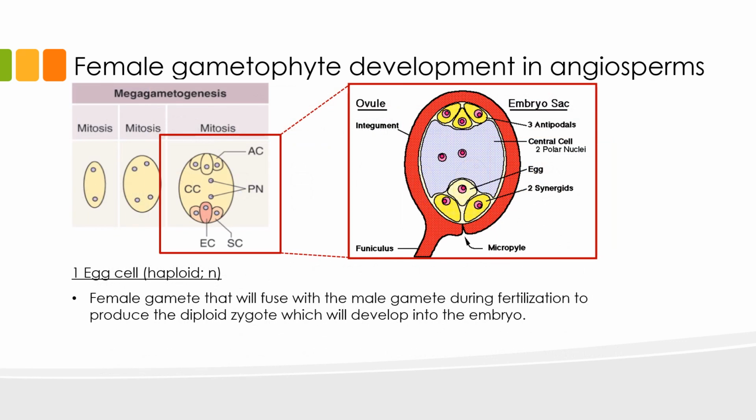What are the functions of each of the 7 cells within the embryo sac? Let's start with the most important cell, the egg cell. The egg cell is the female gamete that will fuse with the male gamete or the sperm during fertilization to produce the diploid zygote. The zygote will then develop into the embryo. The egg cell is located at one end of the embryo sac, sandwiched between 2 synergids.